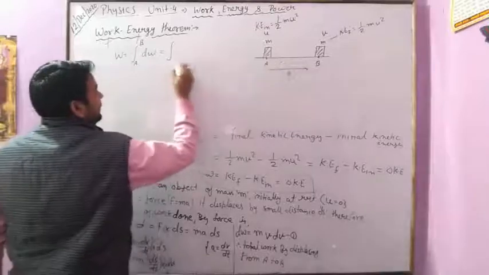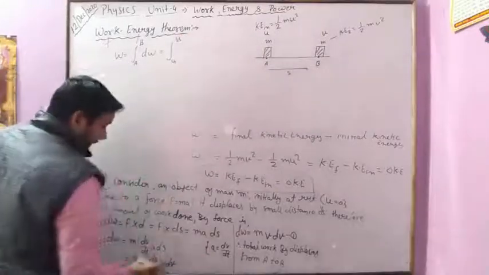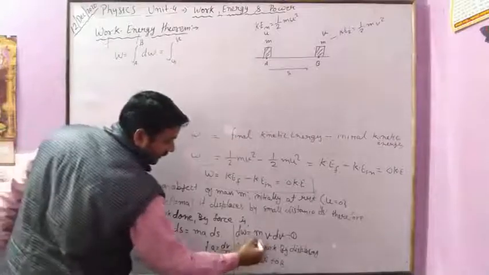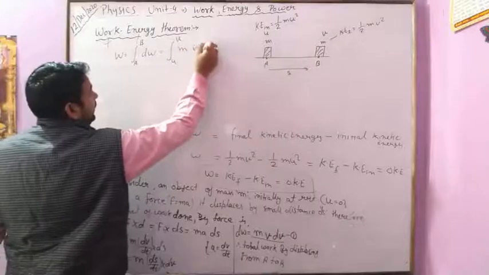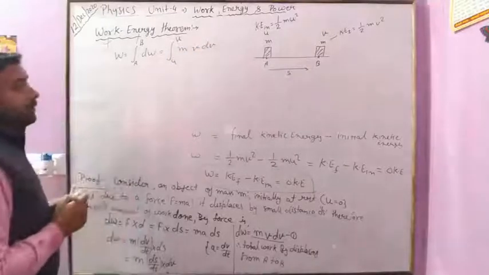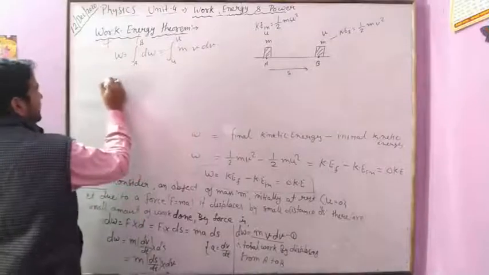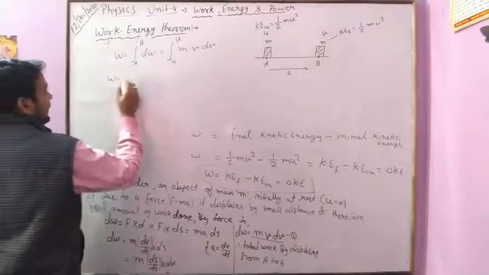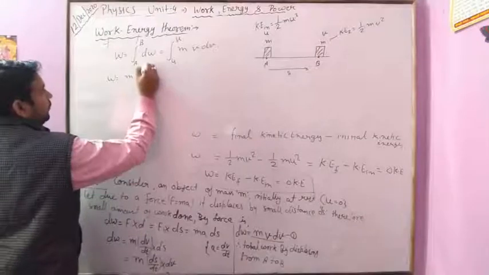Here velocity at A is u and velocity at B is v, and the work done is equal to this quantity. From first we get it m v dv. Clear? So here this m is mass of the body, which is taken as common as constant. Then we get from here integral from u to v.